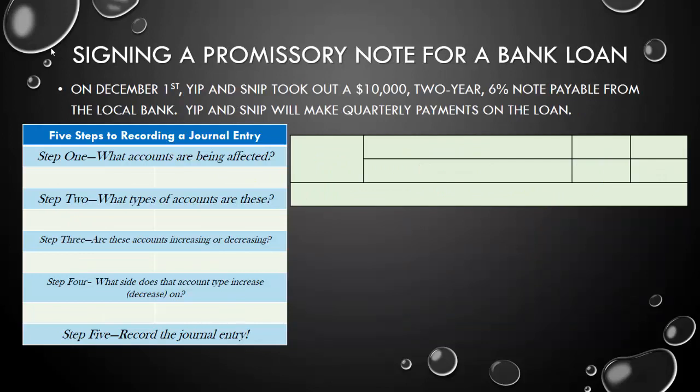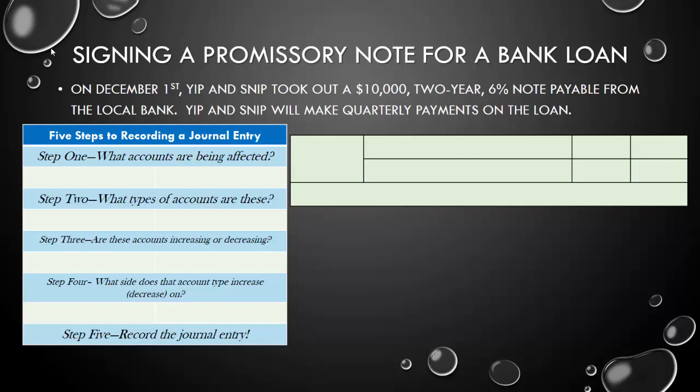Next up, we have a bank loan. And in a bank loan, you are making yourself liable to pay something. You have to pay the bank back for the money that you borrowed. But you're also receiving the cash at the time that you're borrowing. That's why you're taking out the loan in the first place.